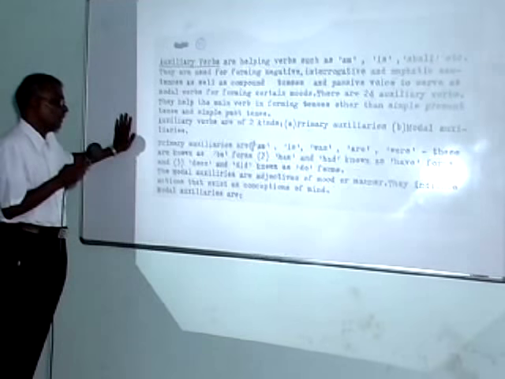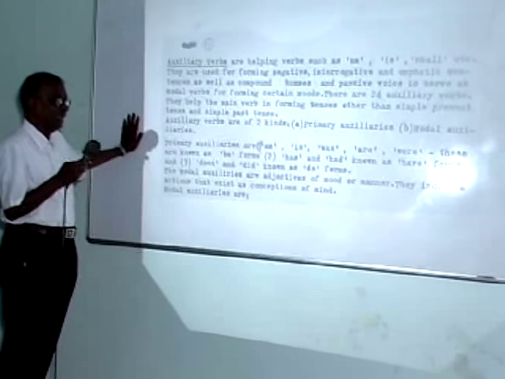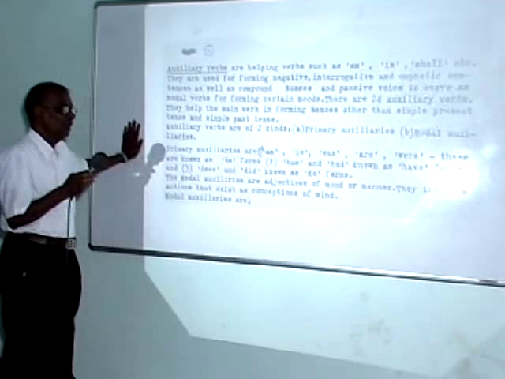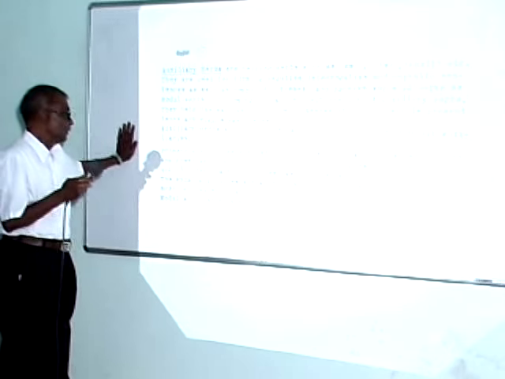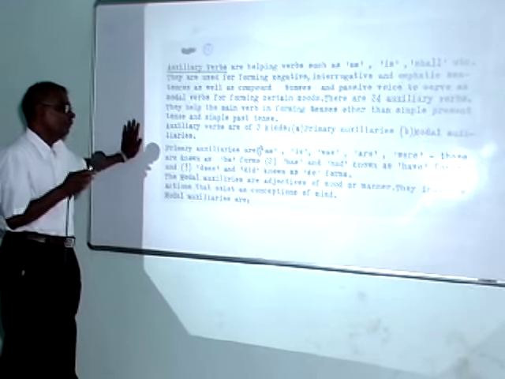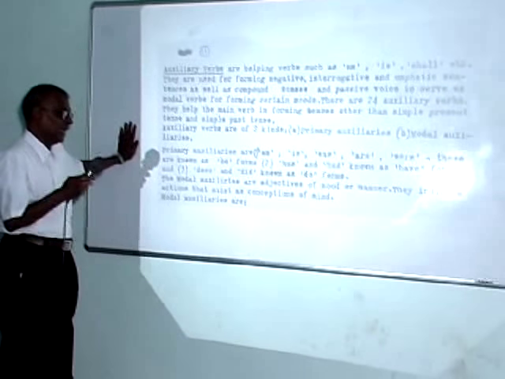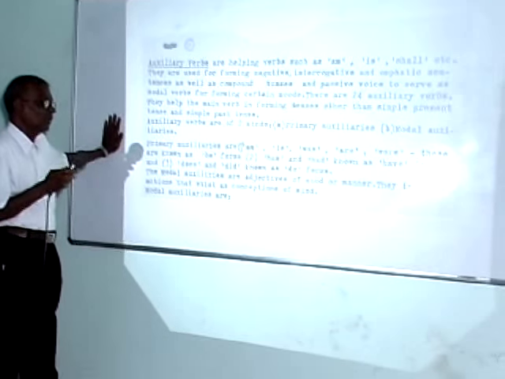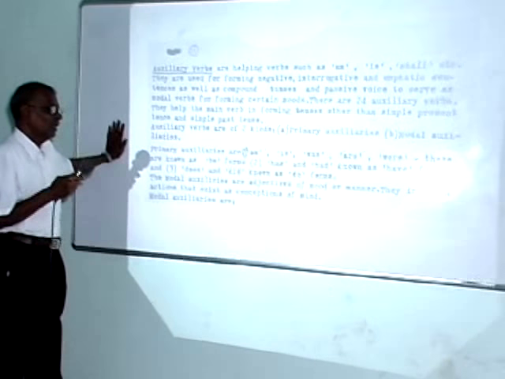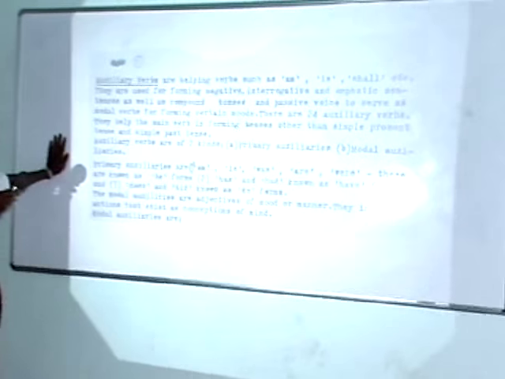Primary auxiliaries are am, is, are, was, and were. These are known as be forms. Next, has, have and had are known as have forms. And do, does and did are known as do forms. The modal auxiliaries are auxiliaries of mood or manner. They indicate actions that exist as conceptions of mind.